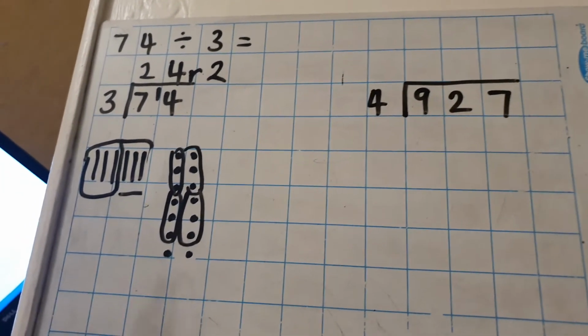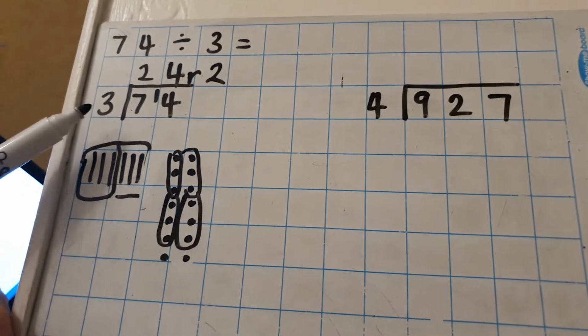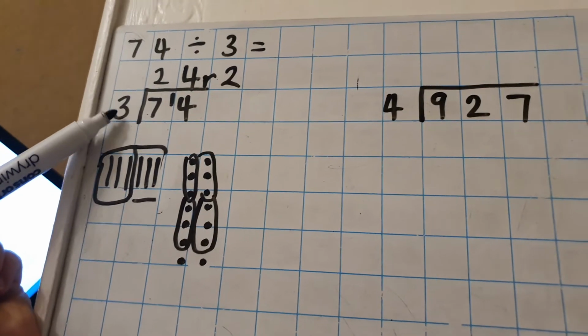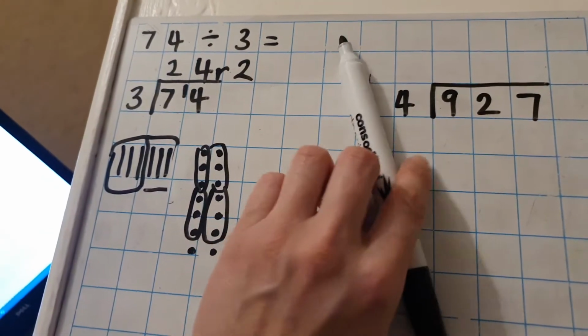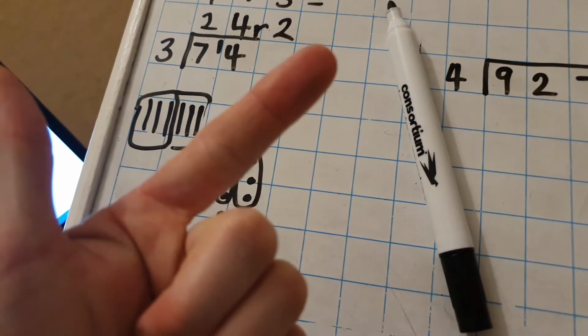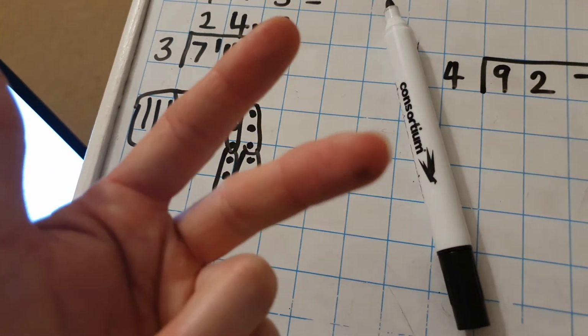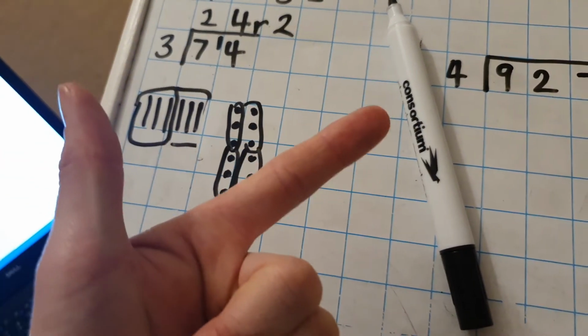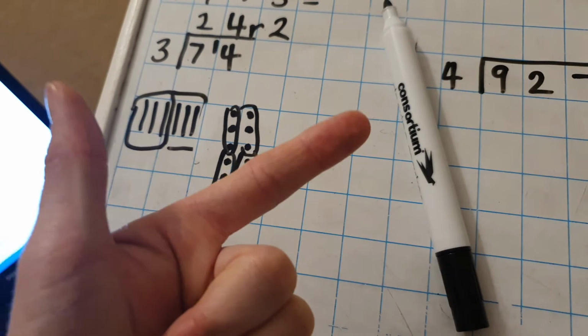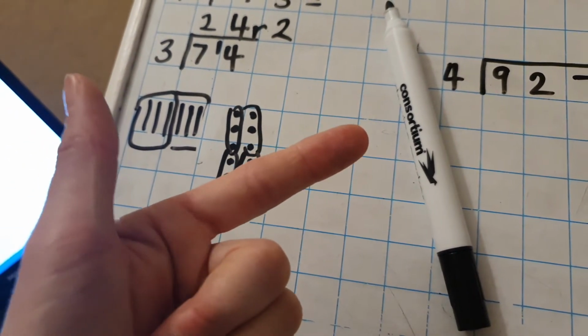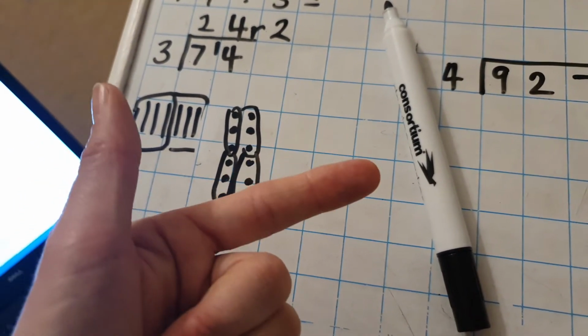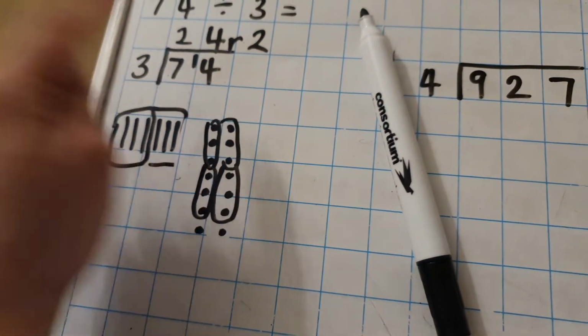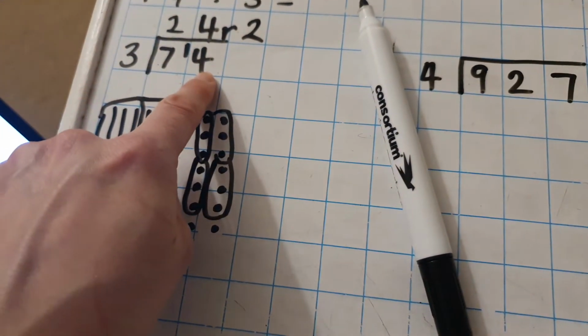Now, children can do this using their times tables. So to start again, how many 3s go into 7? They may count. So 3, 6. We can't get to 9, so we need to go back to 6. So that's the 2. And then you count on. So you're at 6. What do you add to 6 to get to 7? There's 1 left over.